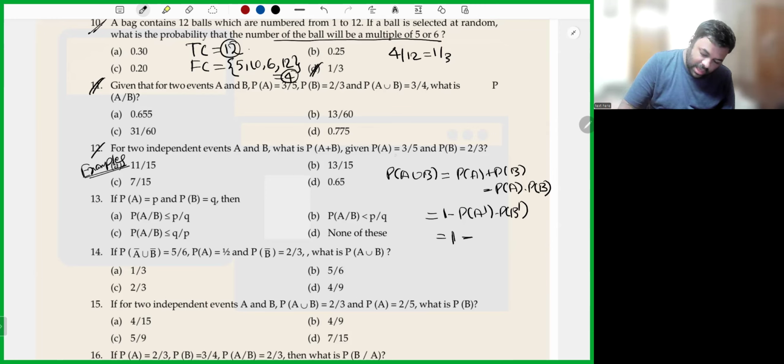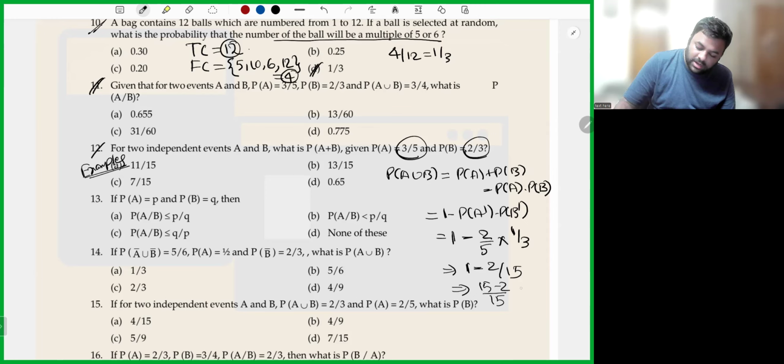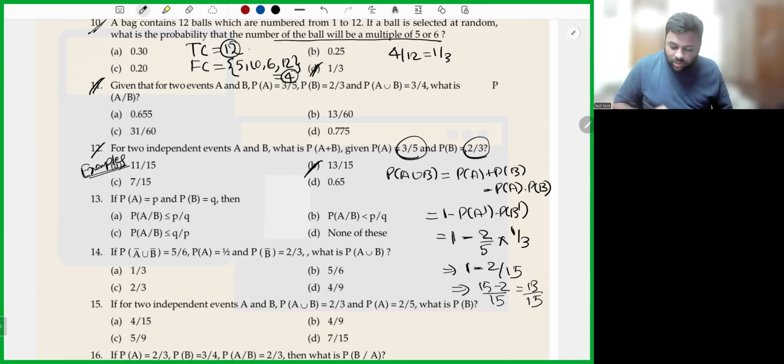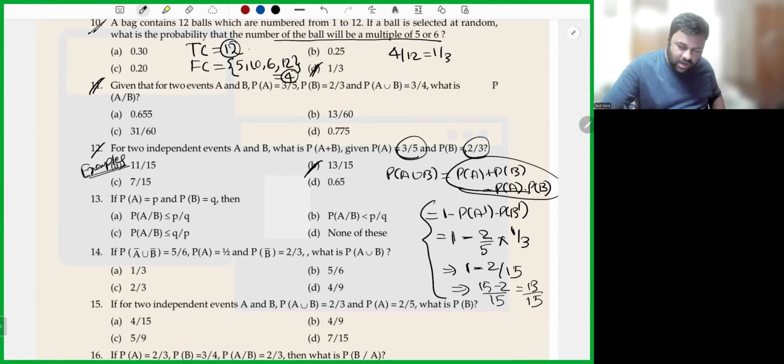1 minus A is 3 by 5. What is A complement? 2 by 5. B is 2 by 3. What is B complement? 1 by 3. So 1 minus 2 by 15. So 15 minus 2 by 15, that is 13 by 15. Perfect. This is also fine. You can do either this one, because in examples we did this one. Now I showed you this one. Anything you can do, you'll get the same answer.